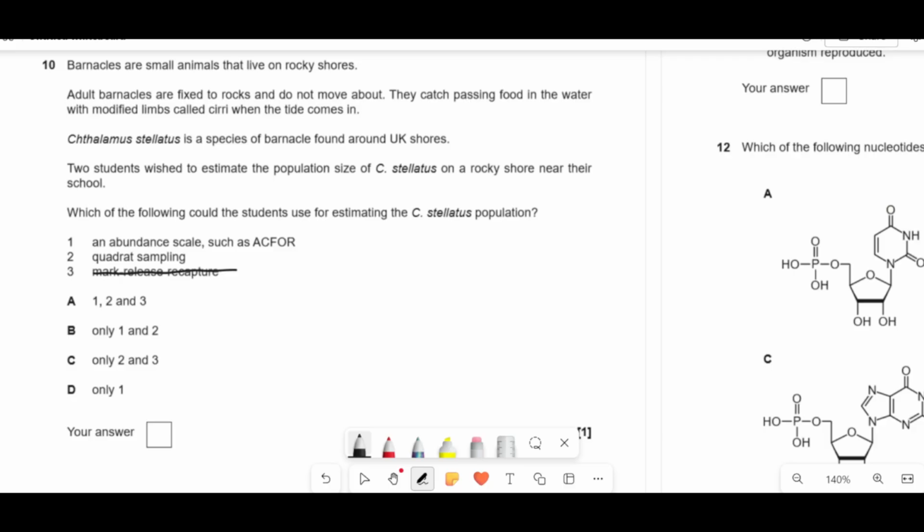We want an abundance scale, because if we use an abundance scale, it means we can work out how many of them there are, how large the population is. Abundance is working out how many there are. Distribution is where they are found. So in this case, it's 1 and 2, so it has to be B.